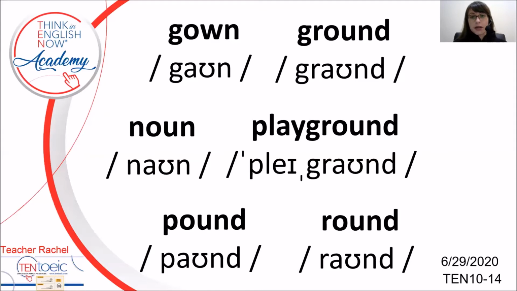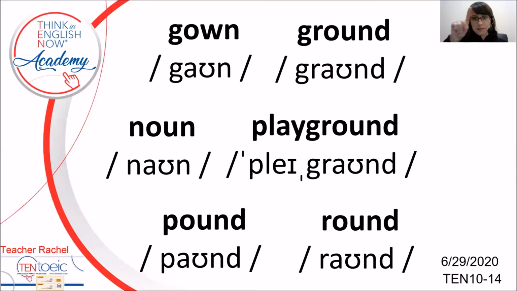Pound. This is a unit of measurement for how heavy something is, how much it weighs. If you go shopping for vegetables, maybe you get a pound of tomatoes. So it's a bag and it's a pound, or a pound of chicken. Also, we use pound for how much we weigh.